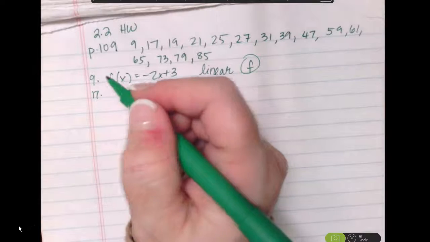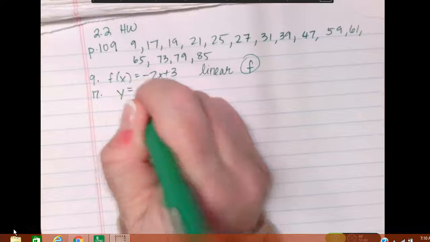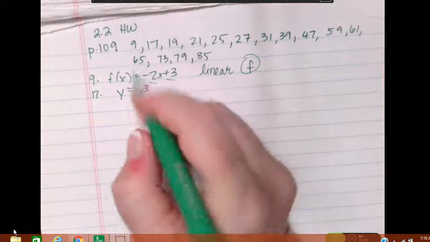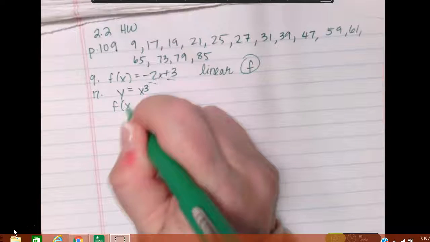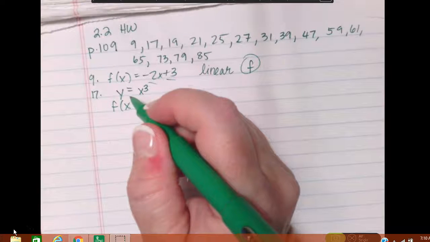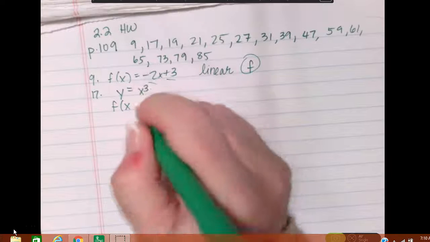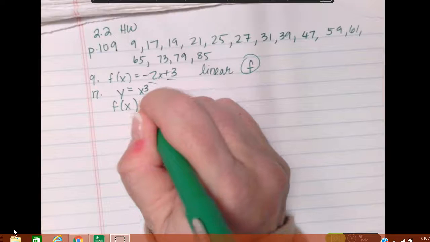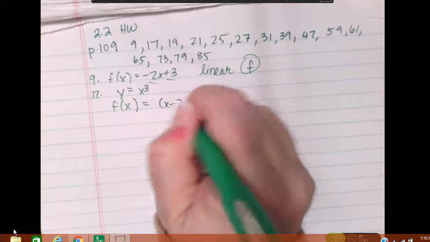So in number 17, let's take a look at the directions first of all. It says to look at the parent function, which in this case is y equals x to the third, and then to describe the transformations. Do we have to graph it? Sketch the graph, yes. So our f of x in number 17 is x minus 2 cubed.